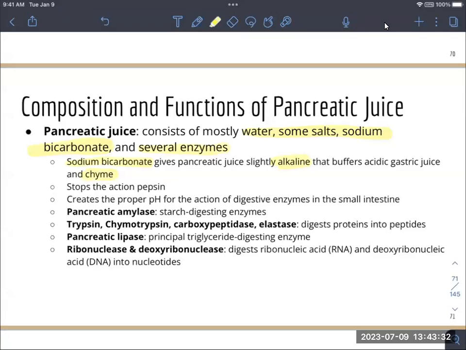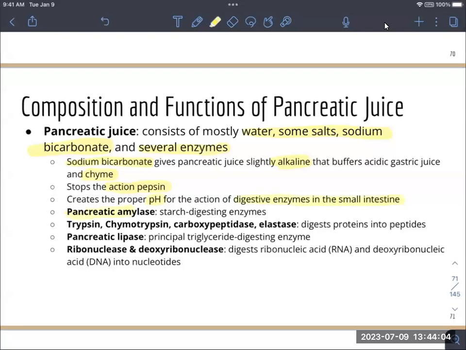That alkaline actually stops that pepsin, because remember that pepsin only works in acidic environments. Well, once we neutralize that acid, that pepsin will no longer work because it only works when it's acidic. That bicarbonate changes that pH so different digestive enzymes can work.